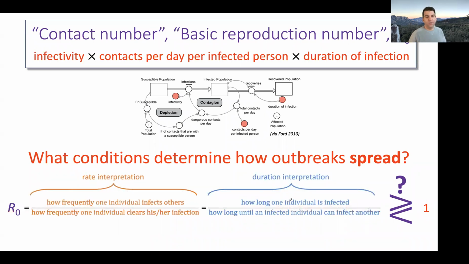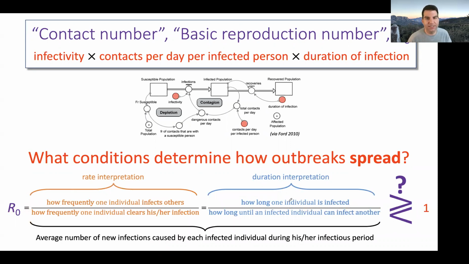Now, there's a bunch of different ways you can interpret this basic reproduction number, and I'm not going to go into a great deal of detail here just for time's sake, but basically the interpretation that you'll hear of R naught in most movies and media is the average number of new infections caused by each infected individual during his or her infectious period. So if you get infected, on average, while you're infected, how many other people are you going to infect? That is a way you can interpret what this R naught is here.